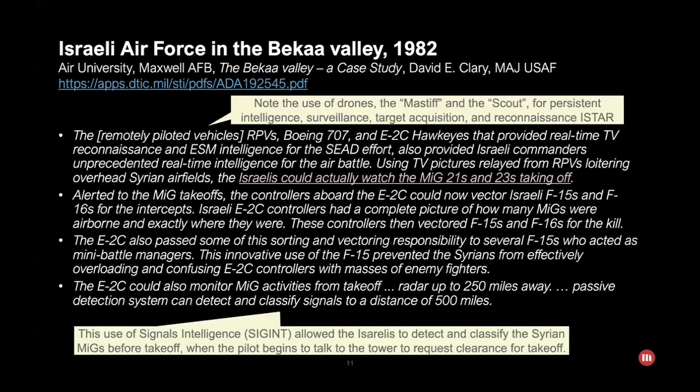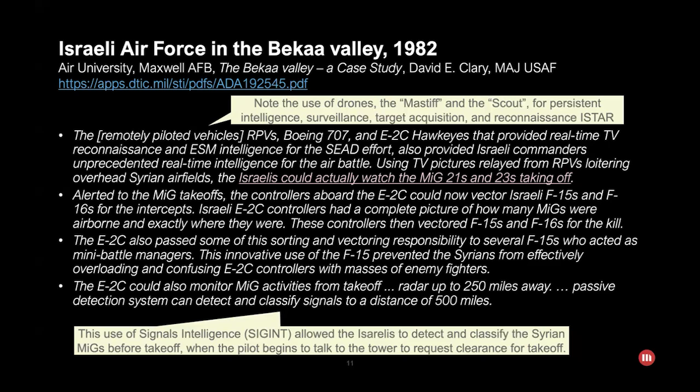So I'm going to contrast that a little bit with the Israeli Air Force performance in the Bekaa Valley in 1982. This is when they have drones in the air, which are giving them persistent surveillance. Not only that, but there's also a lot of signals intelligence. So they're not actually detecting these as enemy aircraft as they take off. They're detecting them as enemy aircraft when they hear them requesting takeoff from the tower.